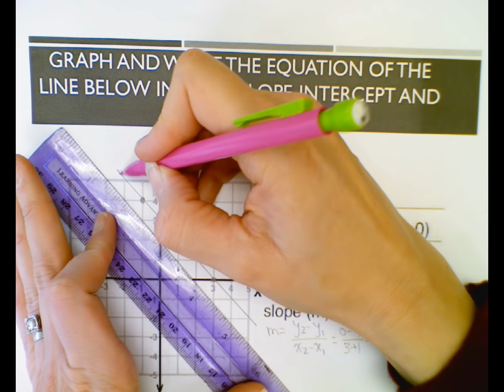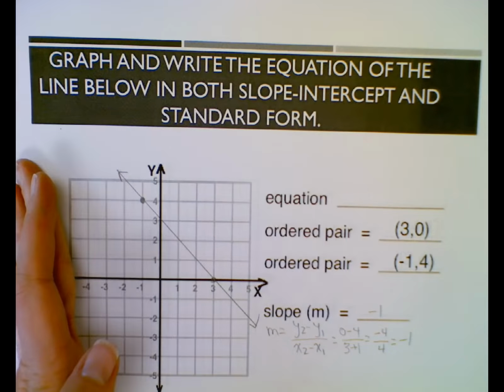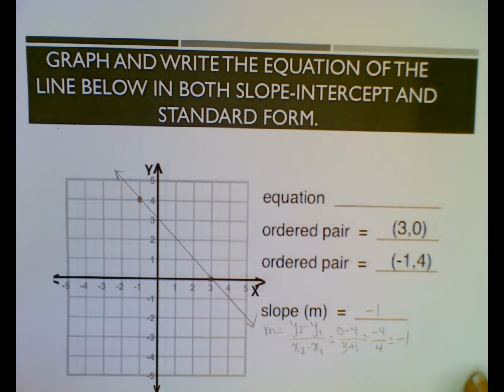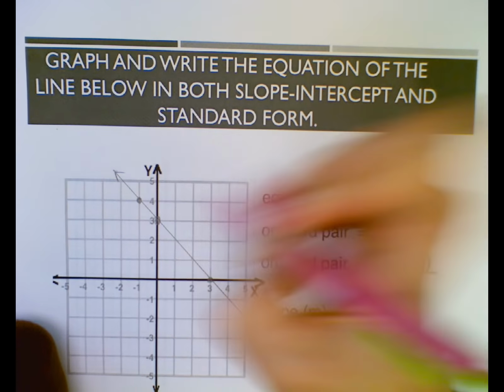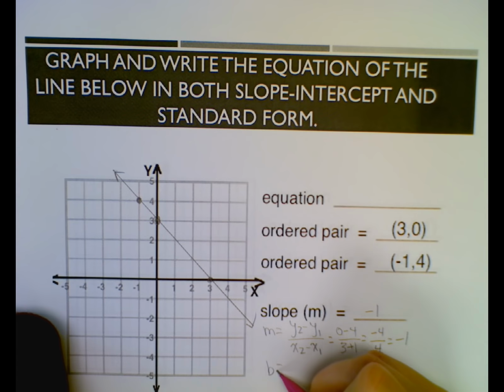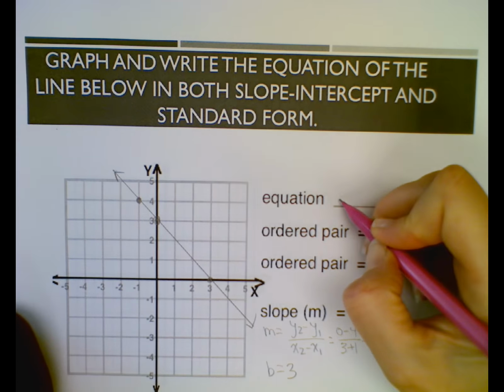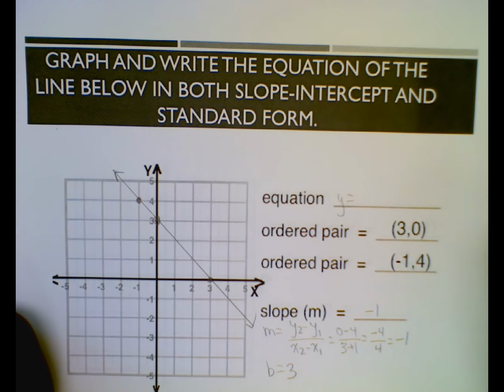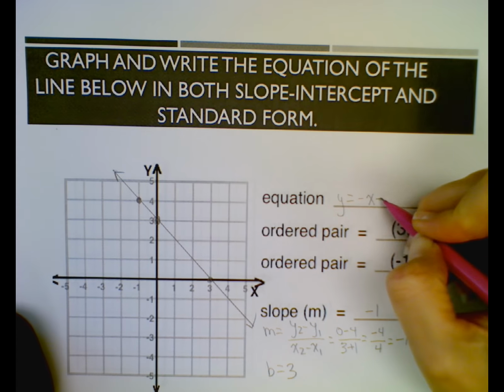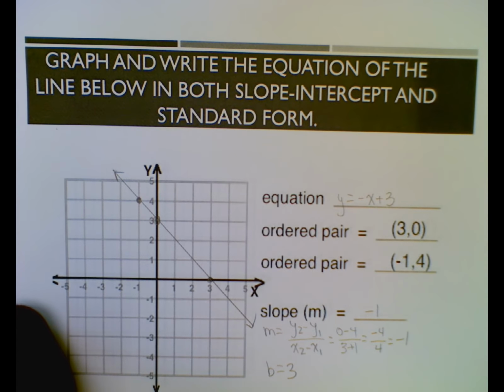Now from here I can do a couple things. Since I just graphed it, I can say, well, there's my y-intercept, so my y-intercept here is 3, and I can just jump straight to slope-intercept form, right? I can just say y equals negative x plus 3. If I didn't think to do that, I could take either of my points here and my slope and plug that into point slope and still simplify to here.